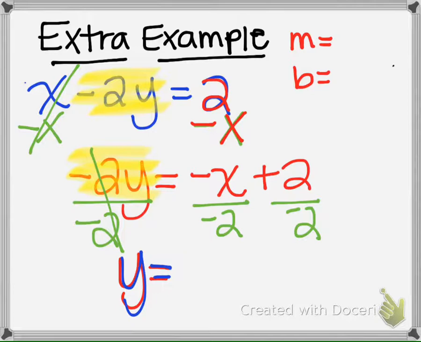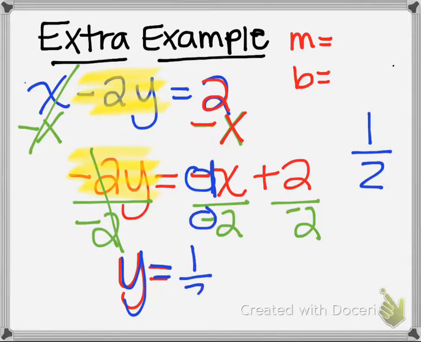and here we have a negative divided by a negative is a positive. And then we know that if there's no number in front of an x, that it's a 1. So we have a 1 over a 2, because a negative divided by a negative is a positive. And we have 1/2 x. And then here we have a positive 2 divided by a negative 2, and that is a negative 1.